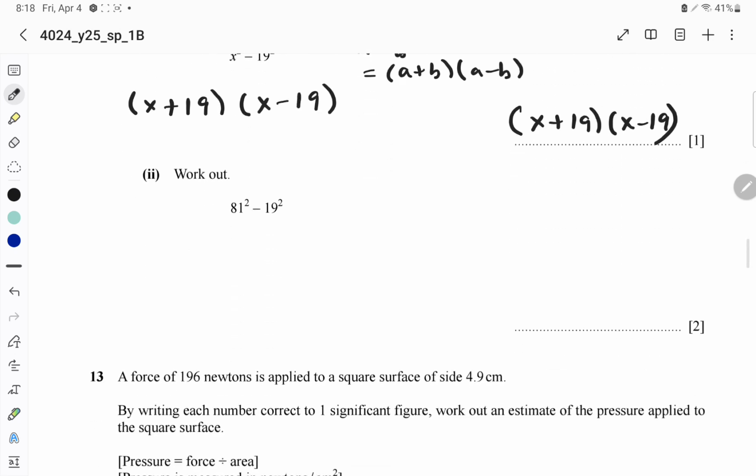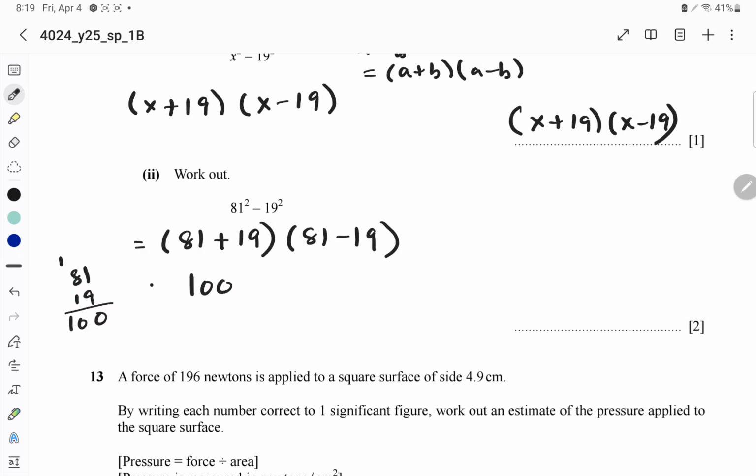Part 2. Work out 81 square minus 19 square. Calculator is not allowed. We use the same identity. a plus b, a minus b is a square minus b square. So 81 plus 19, 81 minus 19. Okay, so 81 and 19 together, 9 and 1, 10, and then 8 plus 1, 9 and 10. That is becoming 100.